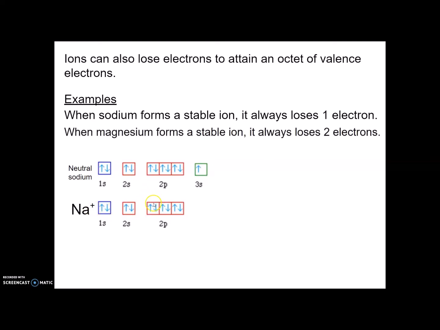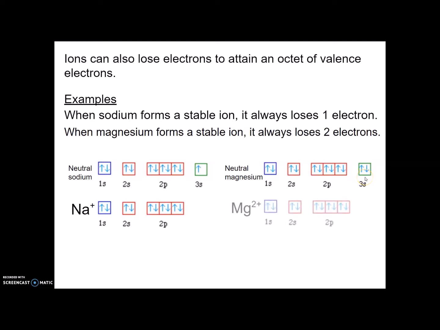How about magnesium? Magnesium has 2 valence electrons. When it's neutral, it would have a total of 12 electrons, 2 of which are valence, or in the outermost principal energy level, the 3rd principal energy level. To get a stable octet, magnesium can either gain 6 electrons, or it can just lose the 2 electrons it has in its outer principal energy level.